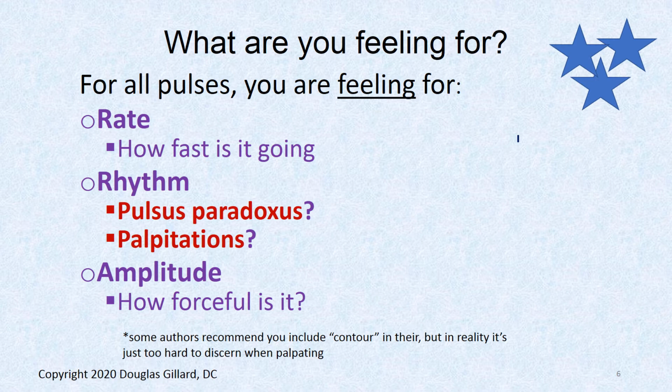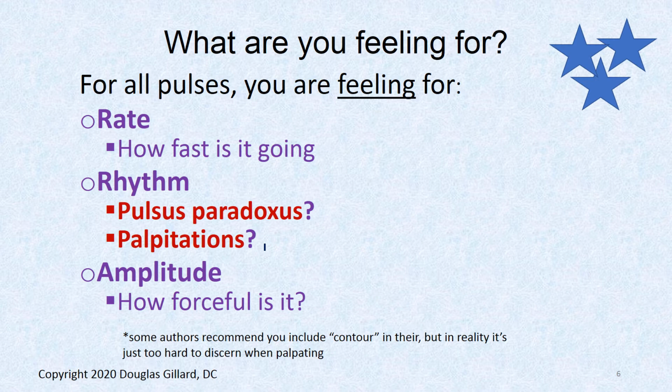The rhythm, normally, goes pulse, pulse, pulse, pulse, pulse. That's not always true, though. We'll learn about pulsus paradoxus, and if a patient has that, when they breathe in, the pulse stops. When they breathe out, the pulse comes back. If they have heart palpitations, the pulse can be all over the place. So the rhythm's supposed to be steady, but it's not always steady.